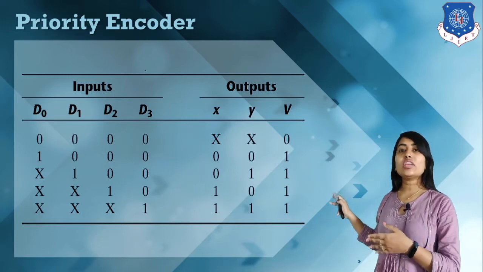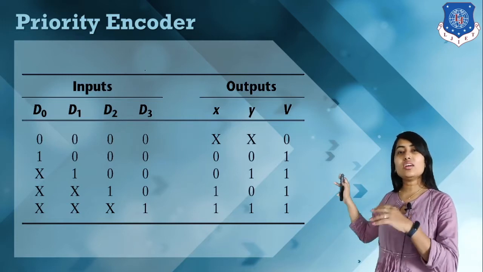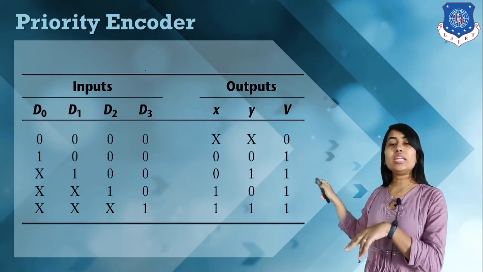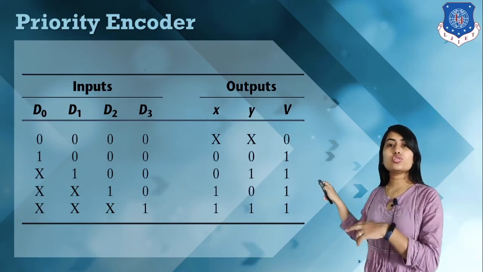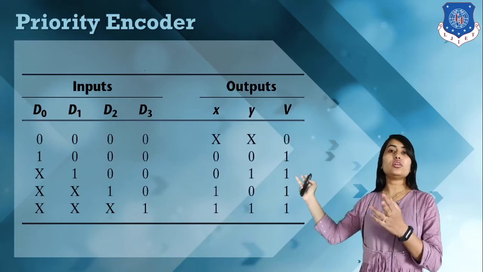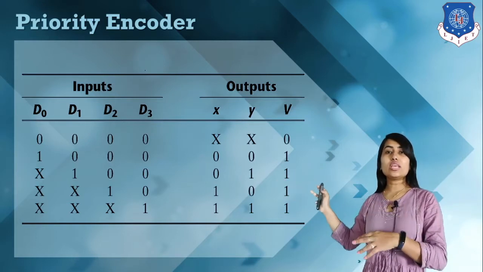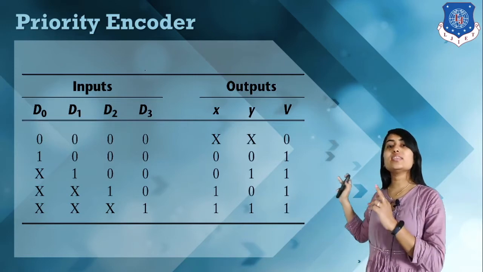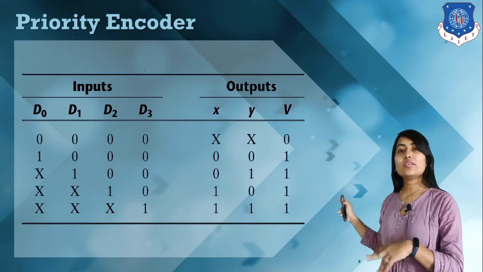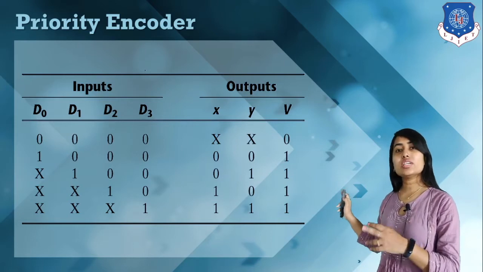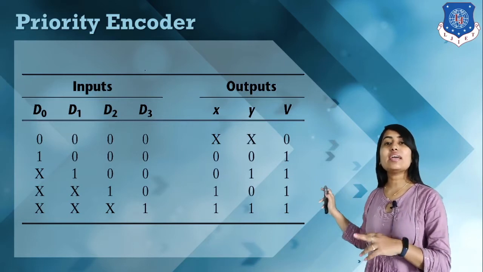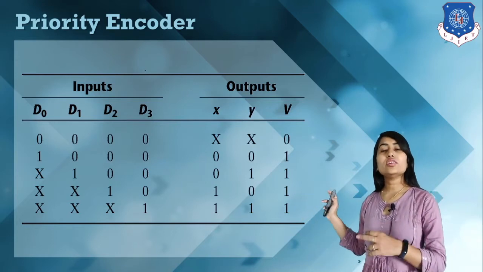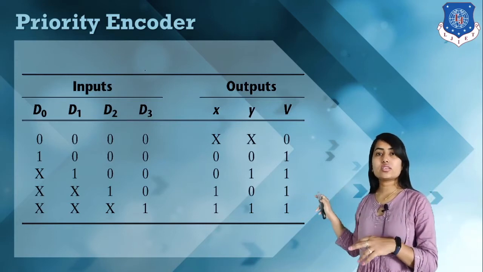Here we have 2 outputs, x and y, and a 1-bit indicator v. Whenever d0, d1, d2, d3 is equal to 0 0 0 0, v is equal to 0. Whenever v is equal to 0, x and y are in don't care conditions.